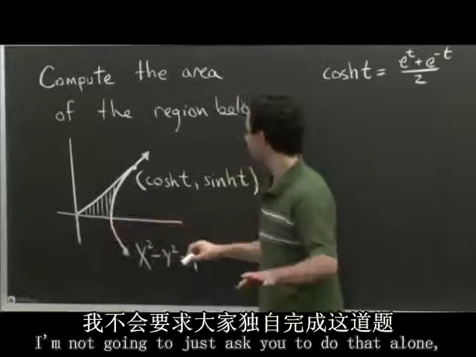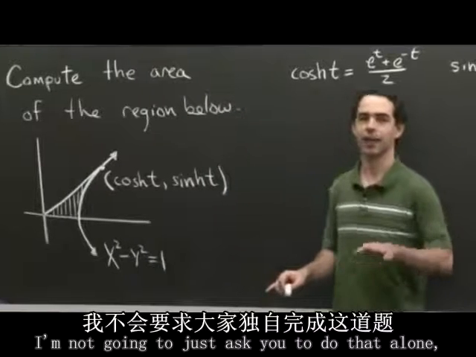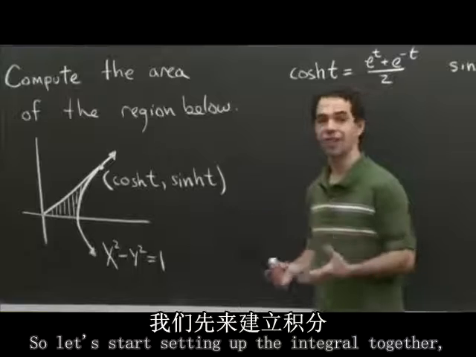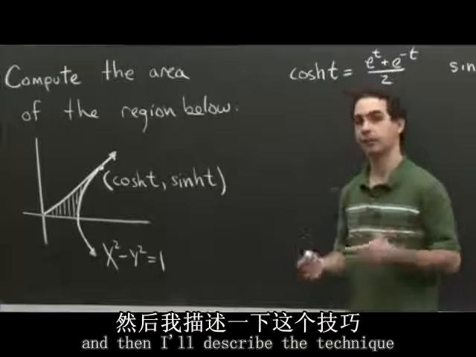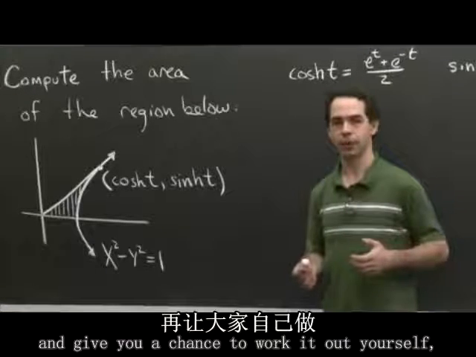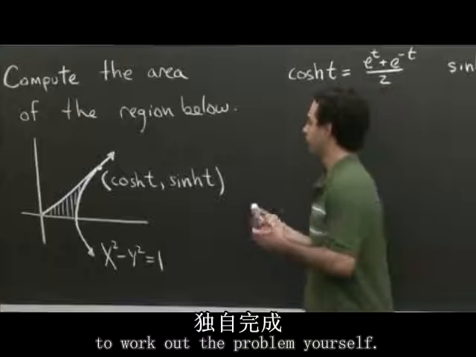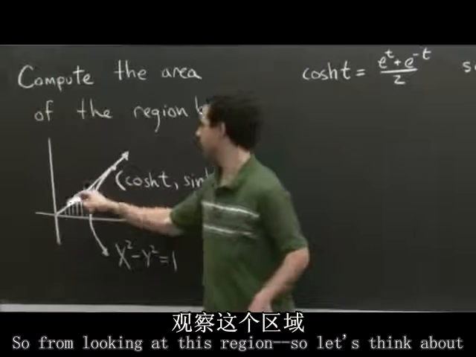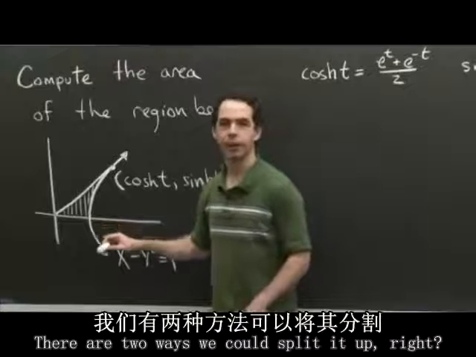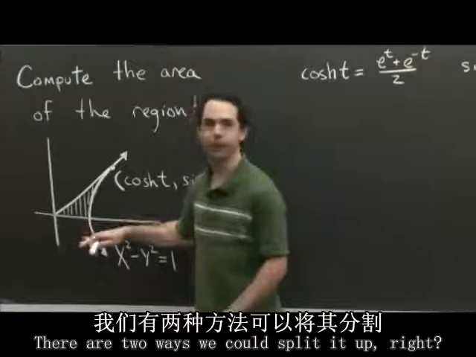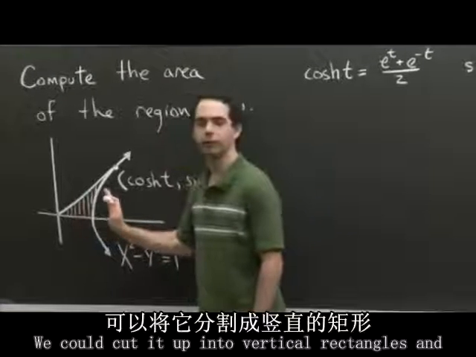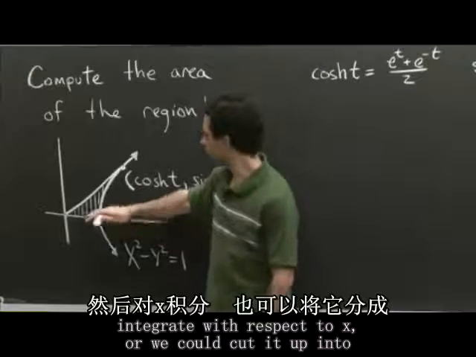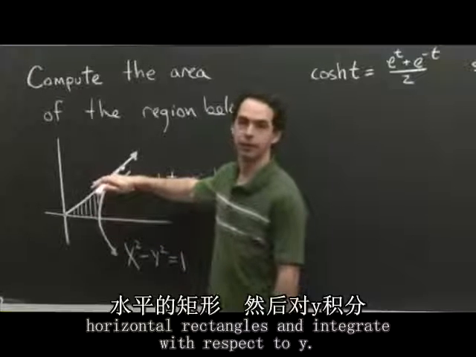Now I'm not going to just ask you to do that alone because there's this technique that I want you to use. So let's start setting up the integral together, and then I'll describe the technique and give you a chance to work out the problem yourself. So let's think about computing the area of this region. There are two ways we could split it up, right? We could cut it up into vertical rectangles and integrate with respect to x, or we could cut it up into horizontal rectangles and integrate with respect to y.